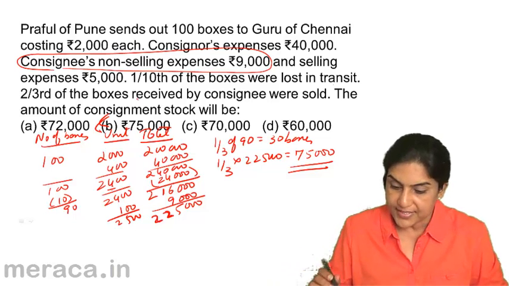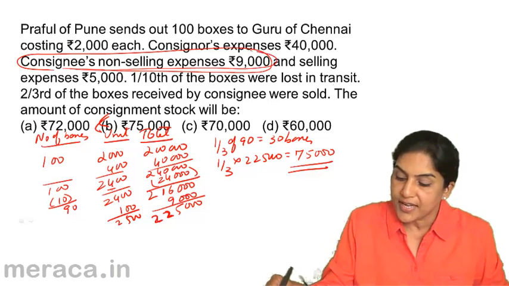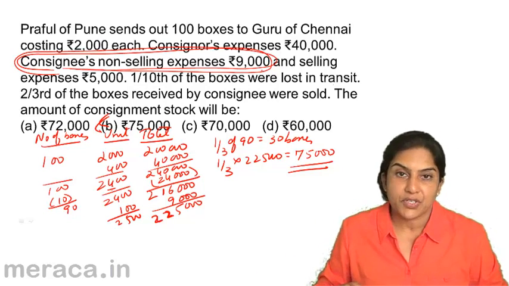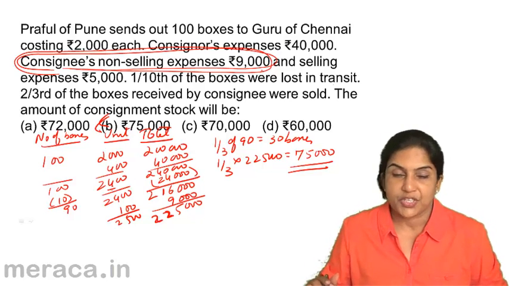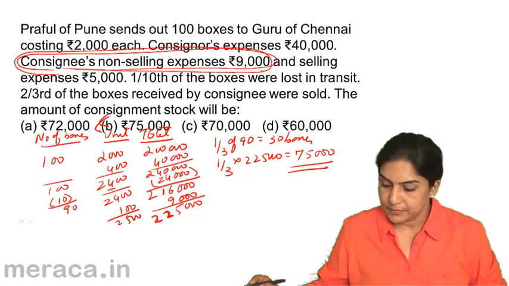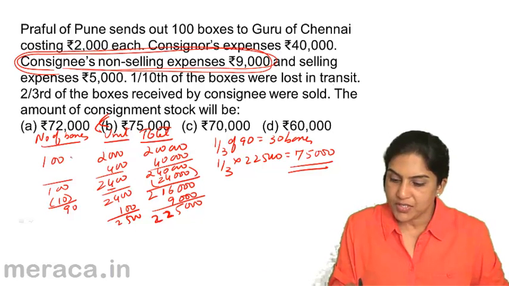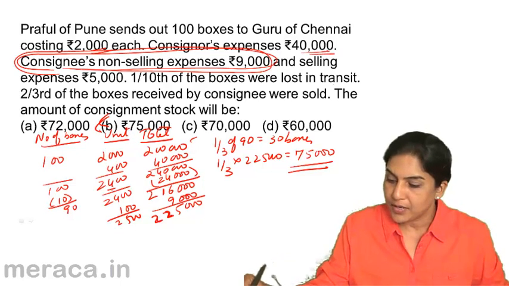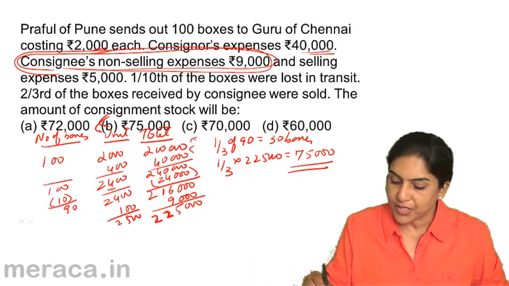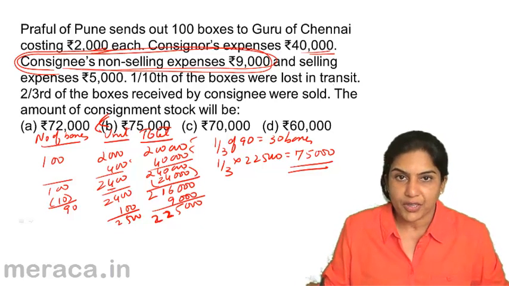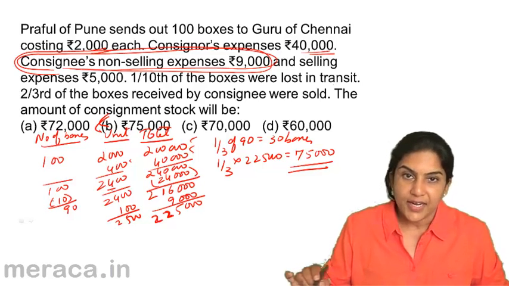Please note that in this case, consignee's non-selling expenses of 9,000 is incurred only on the 90% or the 90 boxes which were received by the consignee. So 100 boxes at the rate of 2,000 each, total cost 2 lakh. Consignor expenses 40,000, that is 400 per unit. So we have totally 100 boxes, total cost is 2,40,000. However, in transit 10 units are lost.